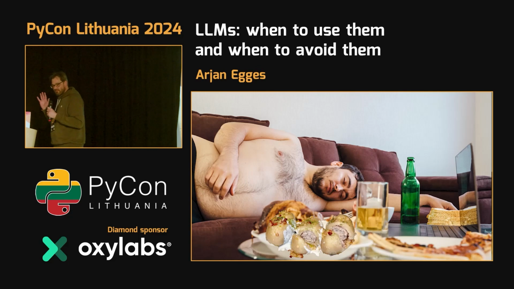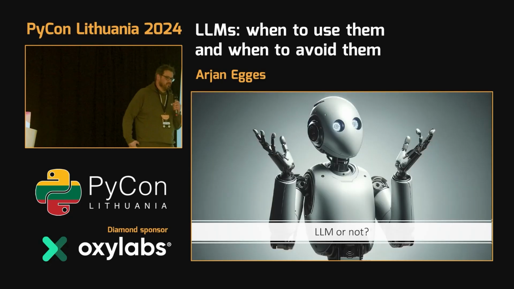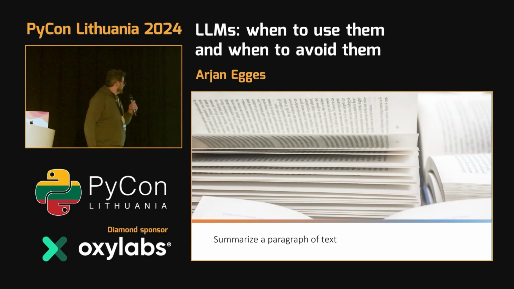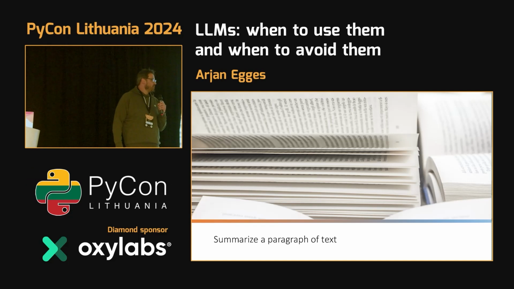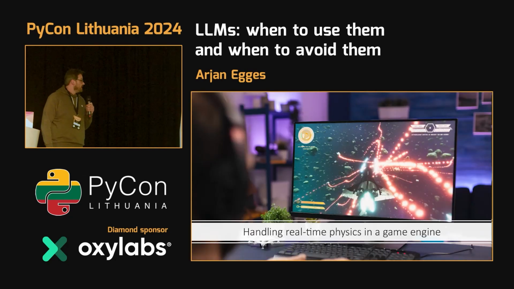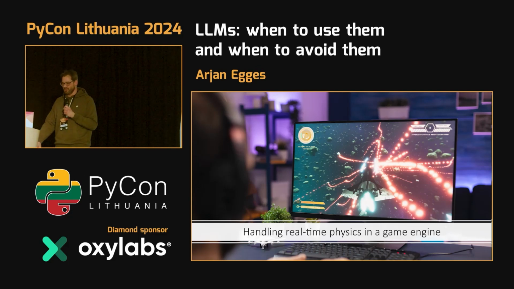First I want to get an understanding of whether you have an intuition of when you should use an LLM or when it doesn't make sense to use one. So, a couple of questions. Start easy. We want to summarize a paragraph of text. Can we use an LLM for that? Yeah, we can. Next one. Handling real-time physics in the game engine. Also not that hard. Should we use an LLM for this? Nah, probably not. No. Okay.